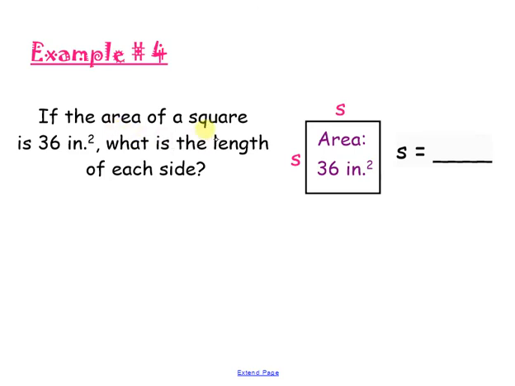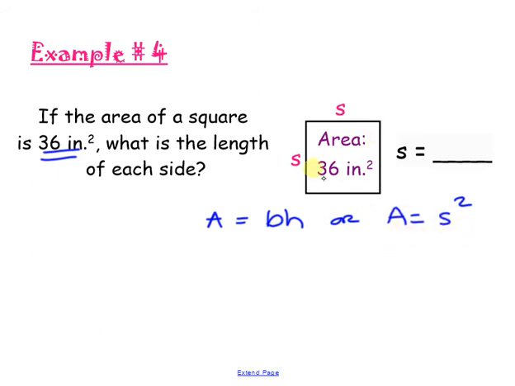So if the area of a square, and I drew a picture here for you, is 36 inches squared, what is the length of each side? So what we've done now is flip the formula around. Usually we find the area, because we know that area equals base times height, or with a square, area equals side to the second power. But this time it's giving us the area. So let's look at this formula.